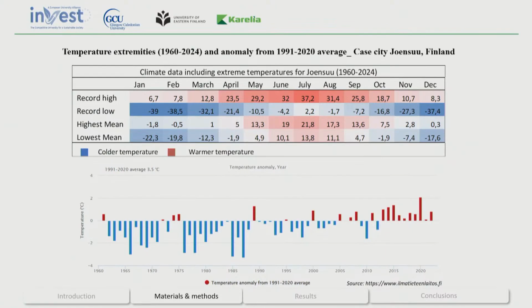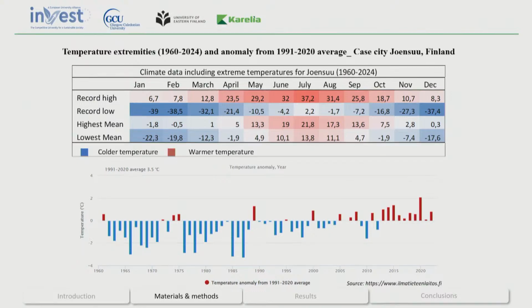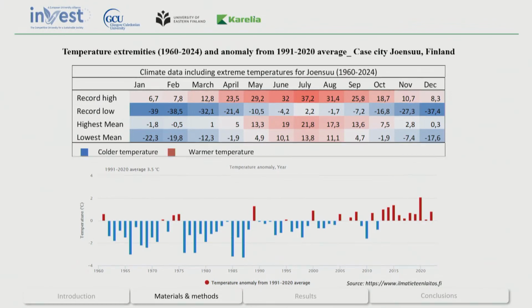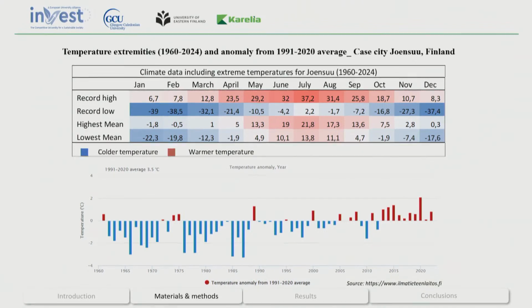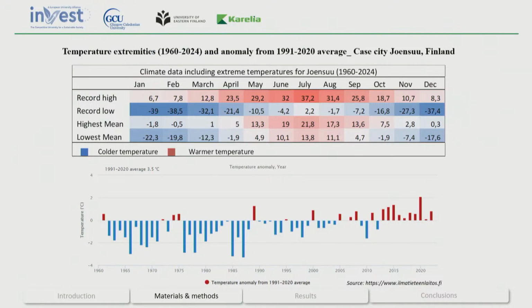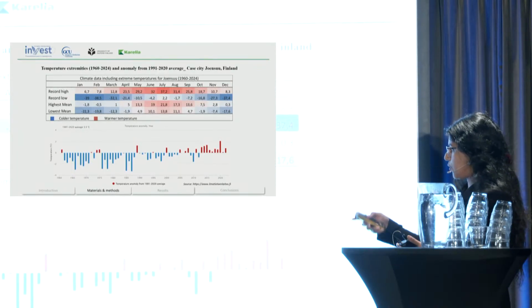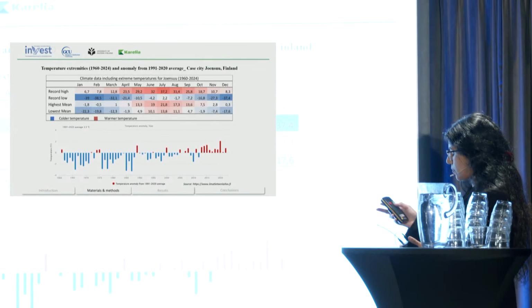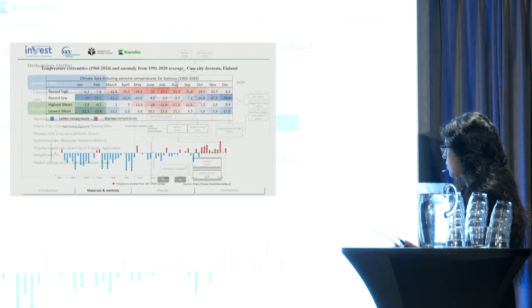Now, the case study city where we have tested it is the city of Joensuu. It has a very continental climate. As you can see, we have very high temperatures during summertime on record and also very low temperatures. And if we look at the temperature anomalies, the standard deviation is going towards positive.